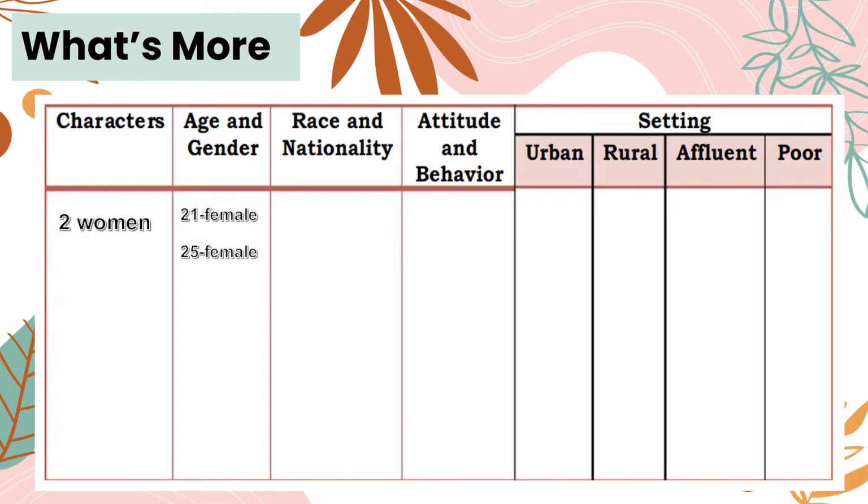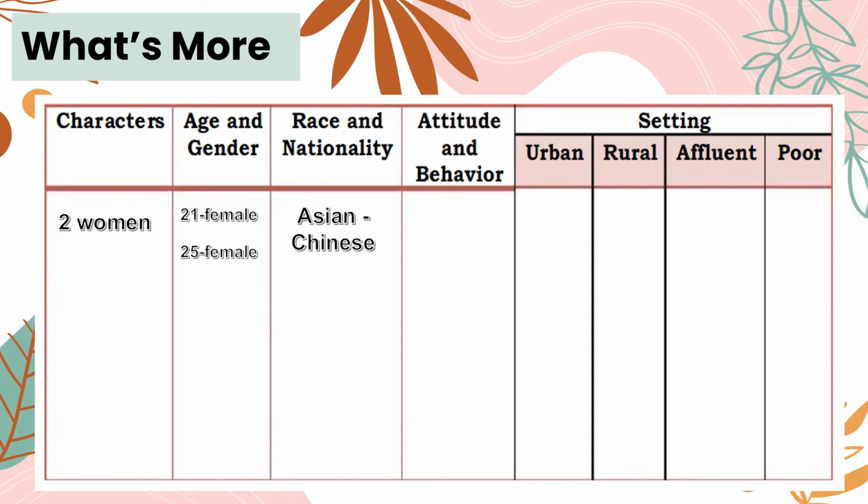Unless you said that this is 8 years old, of course not, or 65 years old. So the age range should be at least 20 to 40 years old. For race and nationality, of course, they are Asian and Chinese. You can also say that they are Filipinos because of their look.